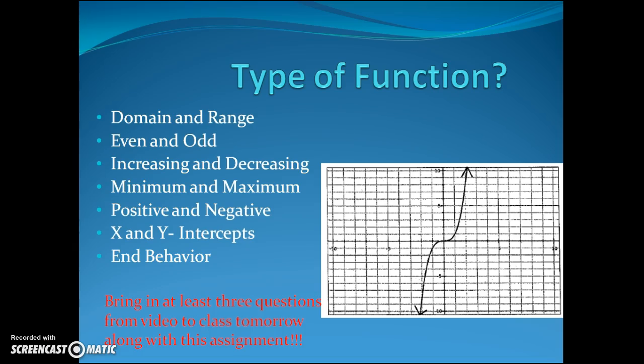Okay, so now I want you to do this function for homework. I want you to tell me what type of function it is. Bring in at least 3 questions from the video to class tomorrow and determine all of these key features. I still want you to do domain and range. I want you to maybe look up end behavior and tell me what you think it might be. You should know the x and y intercepts and the other ones we just talked about.